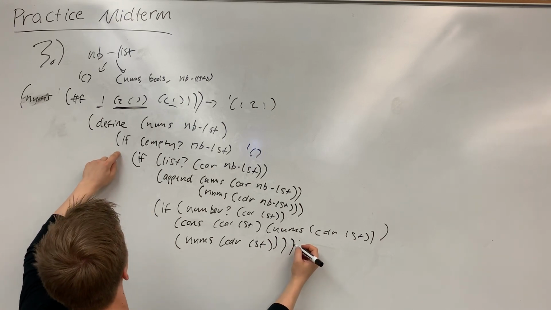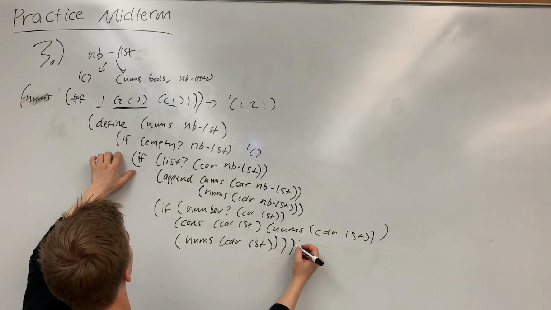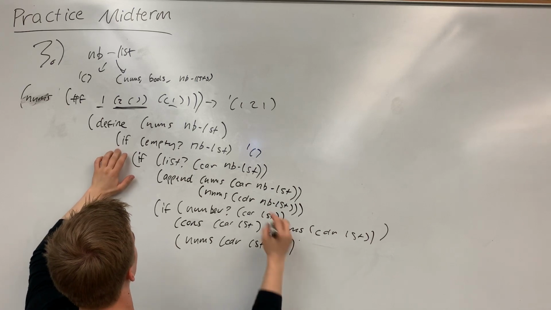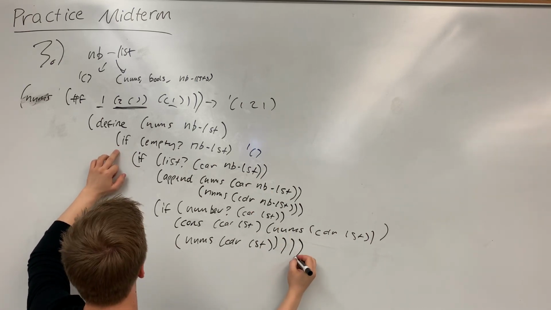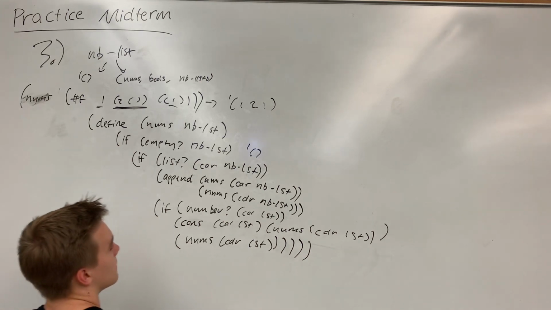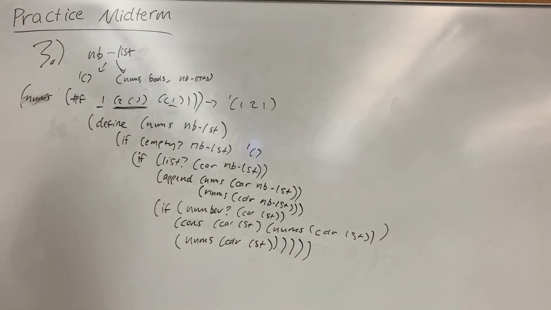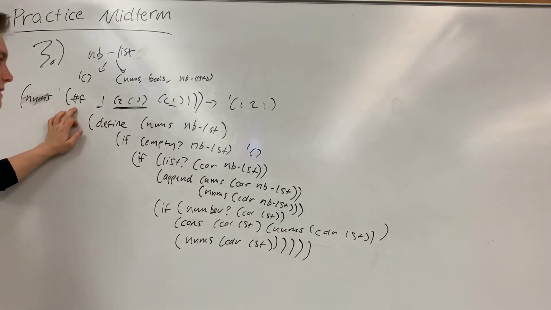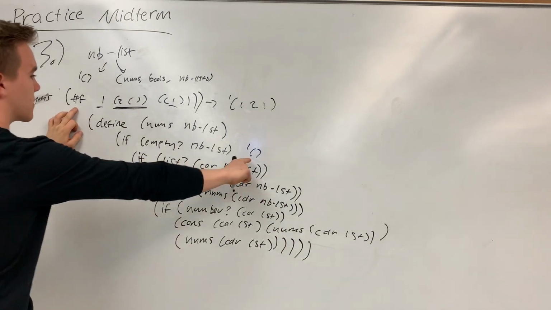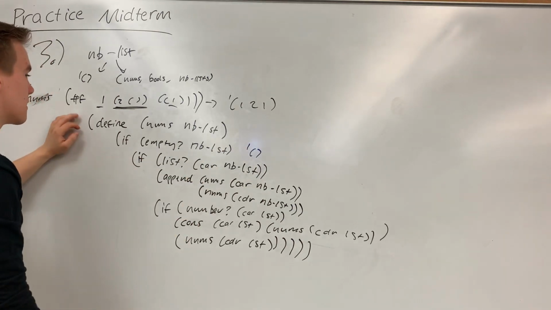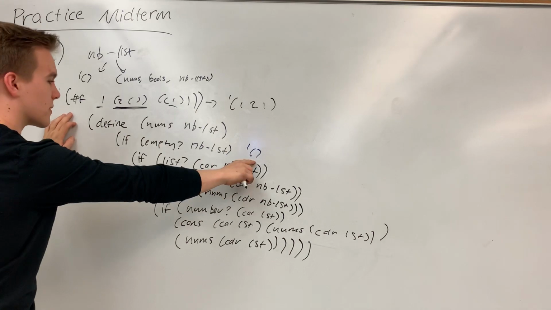Do I have? So if it's empty, yeah, I'll close this if, I'll close this define. Okay. That was a little bit messy. But what I'm basically saying is if the first element of the list is empty, return empty list. That kind of makes sense. Oh, sorry, if my entire list is empty, return empty list.